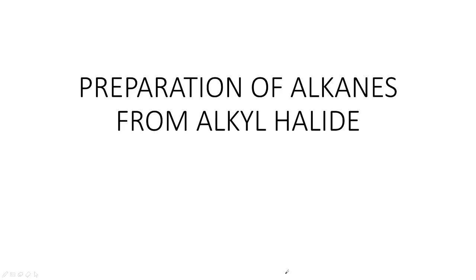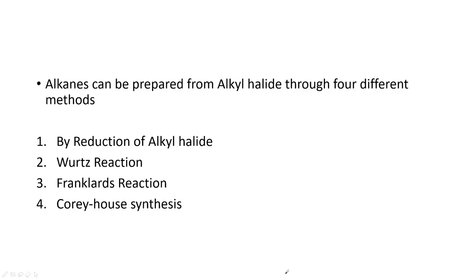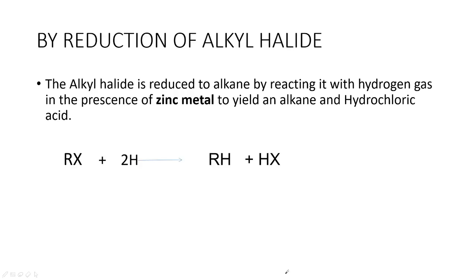Now in this video we're going to be talking about the preparation of alkanes from alkyl halides. Alkanes can be prepared from alkyl halides through four different methods. The first method is the reduction of alkyl halide, the second is the Wurtz reaction, the third is Frankland's reaction, and the fourth is House synthesis. We're going to be talking about the first one immediately.